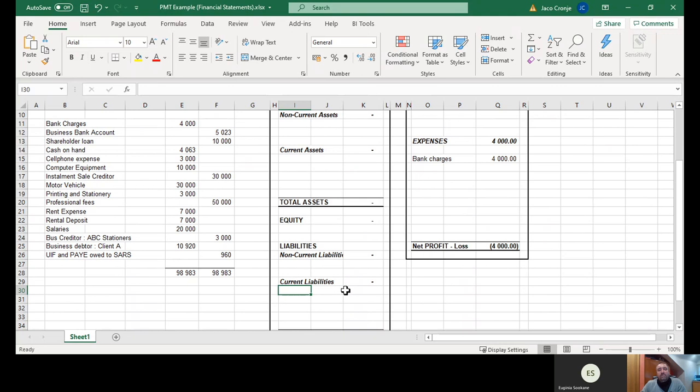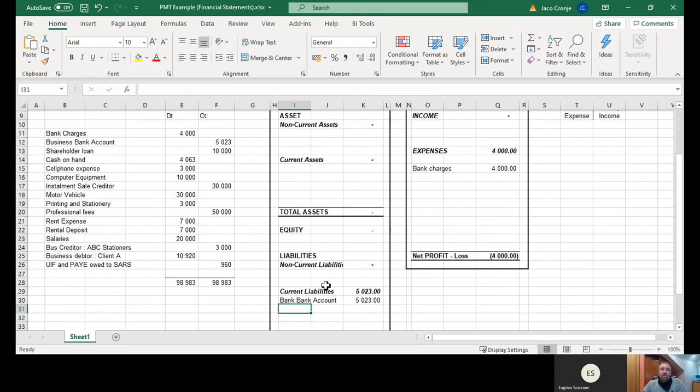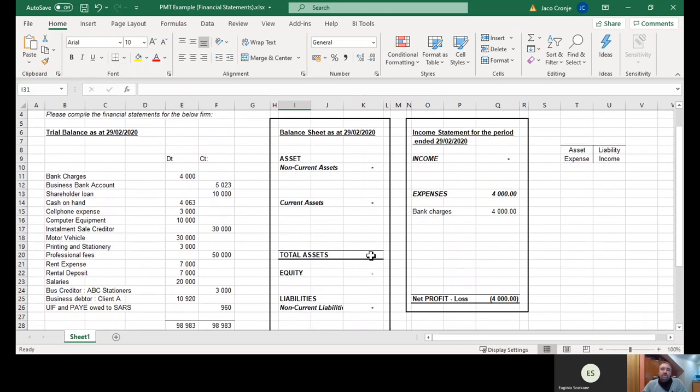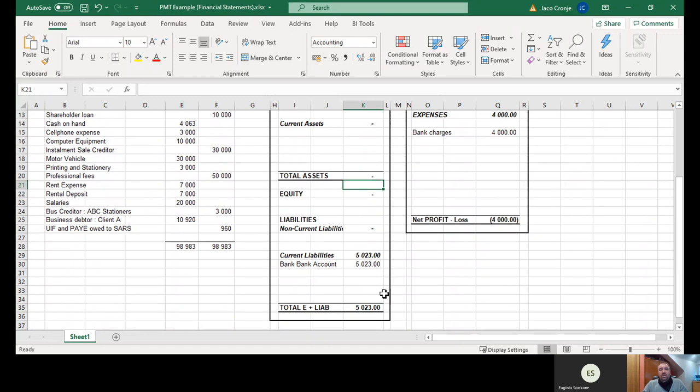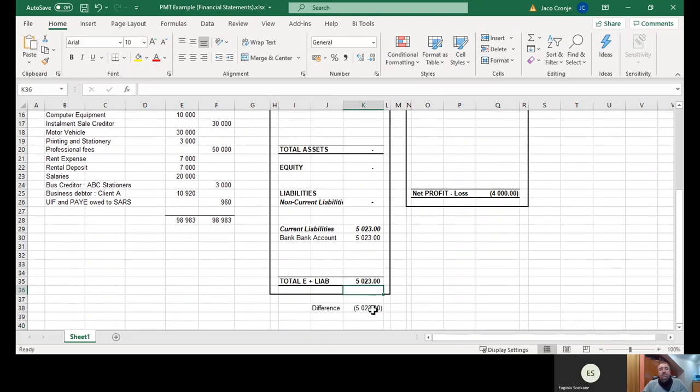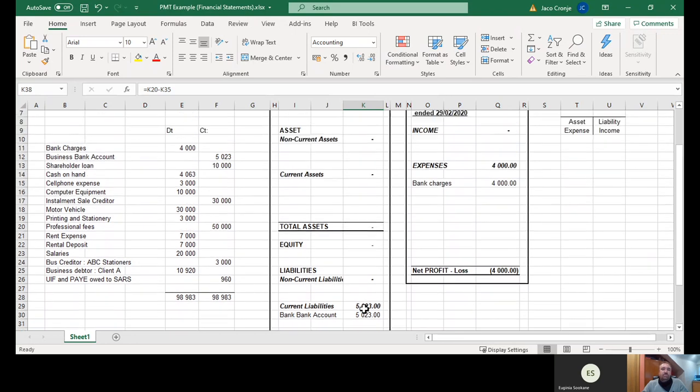Now, all trading liabilities will always be classified as current liabilities, as in there will be movement on it on a daily basis or within the next month. It's only fund liabilities that will take more than a year to pay, which will be classified as non-current. So under current liabilities, I'm going to put business bank account, and the amount is 5023. Just so that you can see, I've got a formula to add all my assets and all my equity and liabilities, and then I will be able to see whether I balance. If I made a mistake somewhere, this section won't balance.